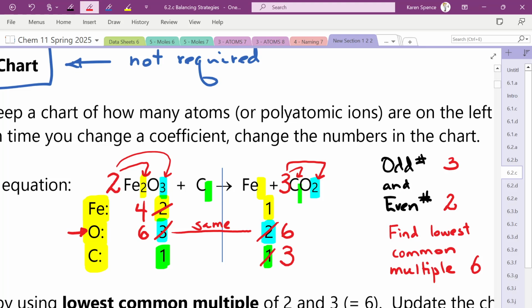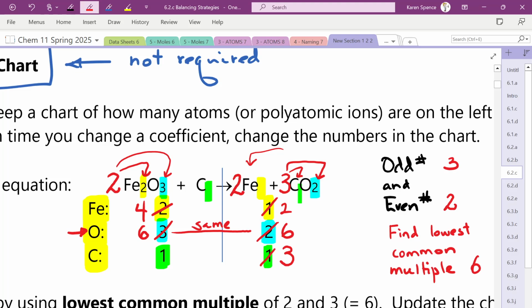And this could be a big problem, except for that, guess what? Iron is on its own here. And that's actually one of the other little strategies, in addition to use a chart, in addition to odd and even, use the LCM, is put coefficients in front of lone elements last. Okay, so lone elements last, because if I put something in front of the Fe, like say I put a 2 here, it doesn't mess anything else up. It just fixes the Fe.